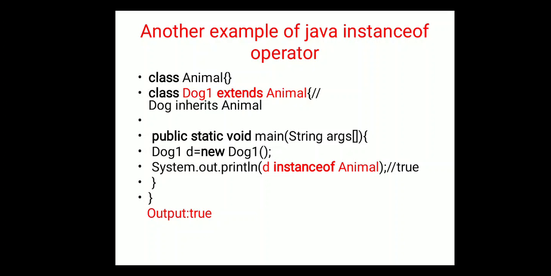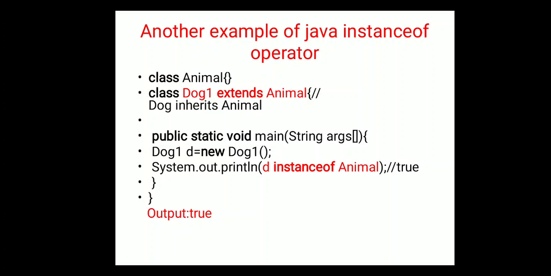D is an object of dog1 class. In turn, dog1 class is a subclass of animal class. We need to remember this point. So d is an object of dog1 class and dog1 is a subclass of animal class. Now we are printing d instance of animal. D is not directly an object of animal class, but d is an object of dog1 class. Dog1 class is again the subclass of animal class. So this again returns true.